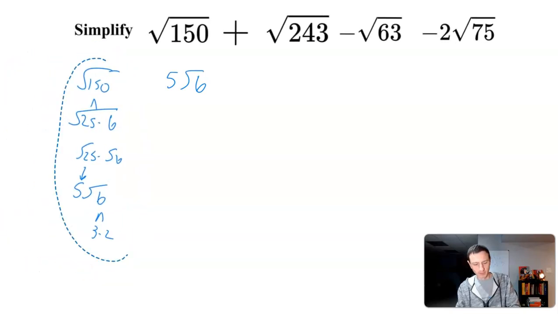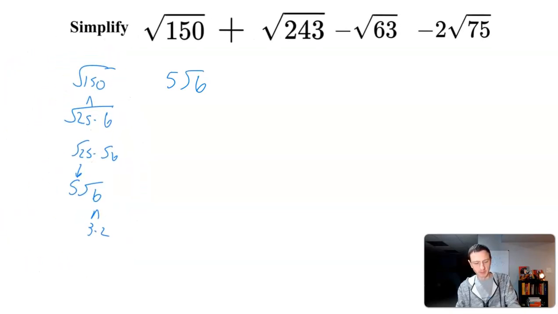Didn't mean to grab the whole thing there. Let me see if I could just... it's not letting me. Okay, we'll do square root of 243 right next to it. So I'll do square root of 243 right here.